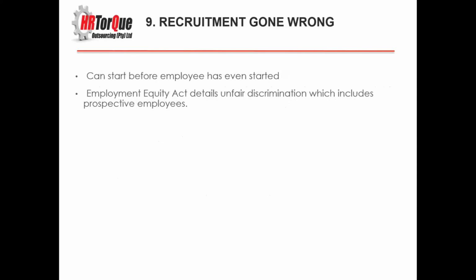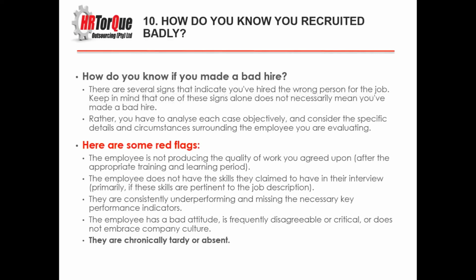So what happens when recruitment goes wrong? This can start before the employee has even started. The Employment Equity Act details unfair discrimination, which includes prospective employees. How do you know you've recruited badly? There are several signs that indicate you've hired the wrong person for the job. Keep in mind that one of these signs alone does not necessarily mean you've made a bad hire. Rather, you have to analyze each case objectively and consider the specific details and circumstances surrounding the employee you are evaluating. So here are some red flags.